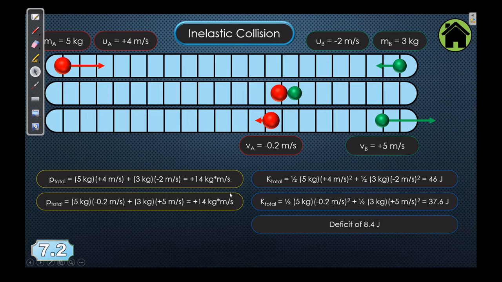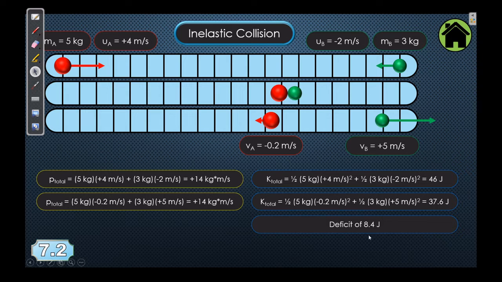The total momentum of the system is the same before and after, so the law of conservation of momentum is still being obeyed here. However, the total kinetic energy has decreased. After the collision, the kinetic energy is only 37.6 joules, which is 8.4 joules less than what it was before the collision. So what happened to those 8.4 joules?